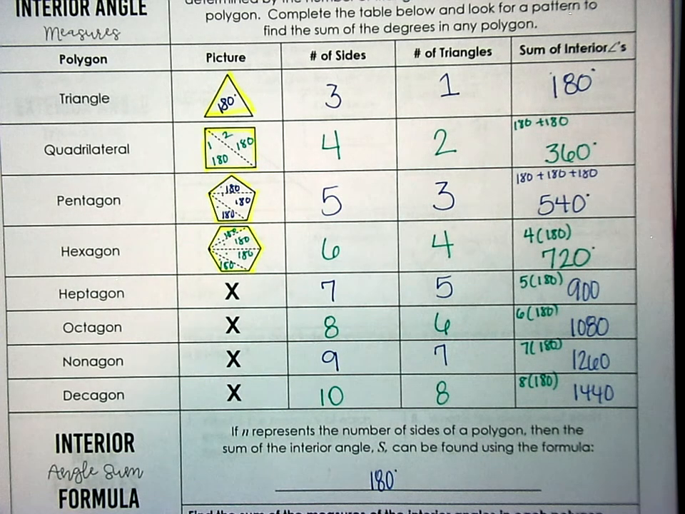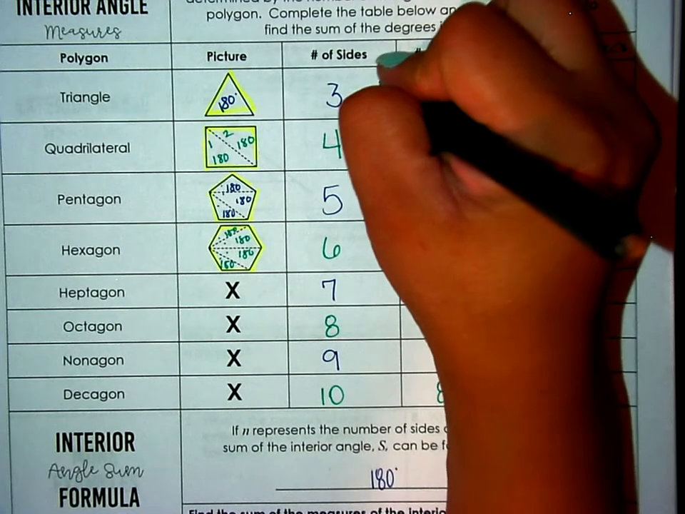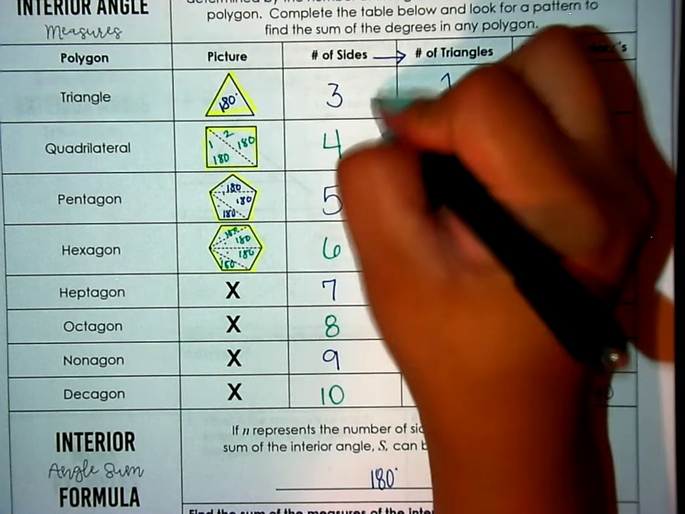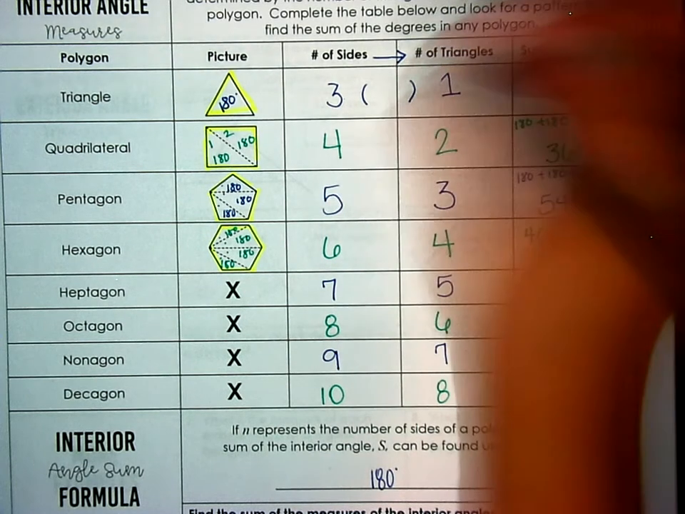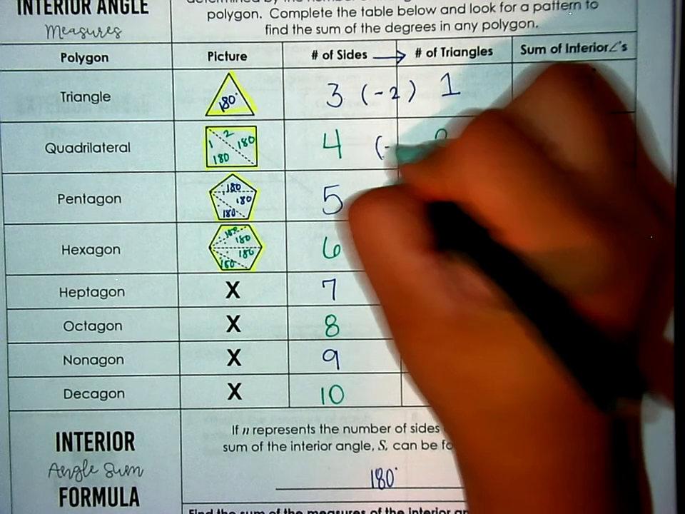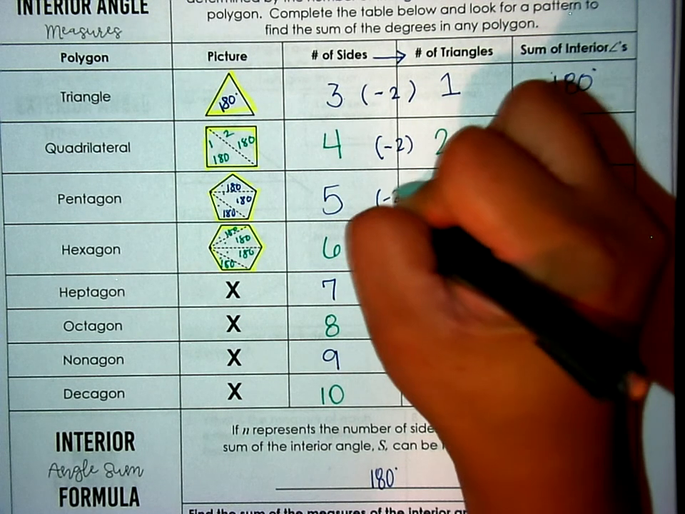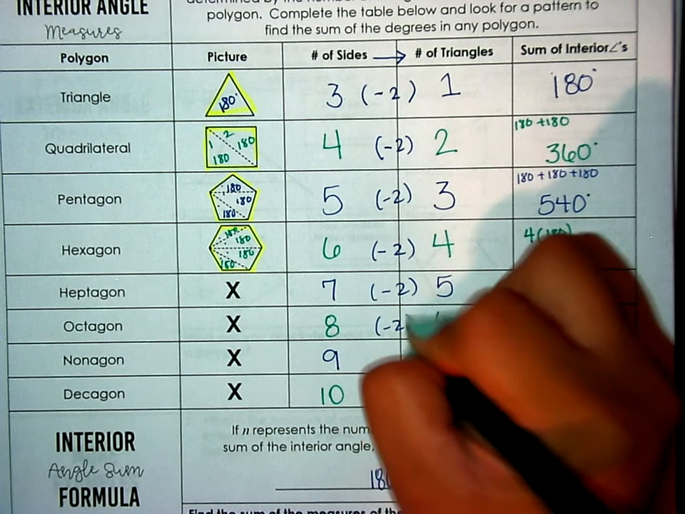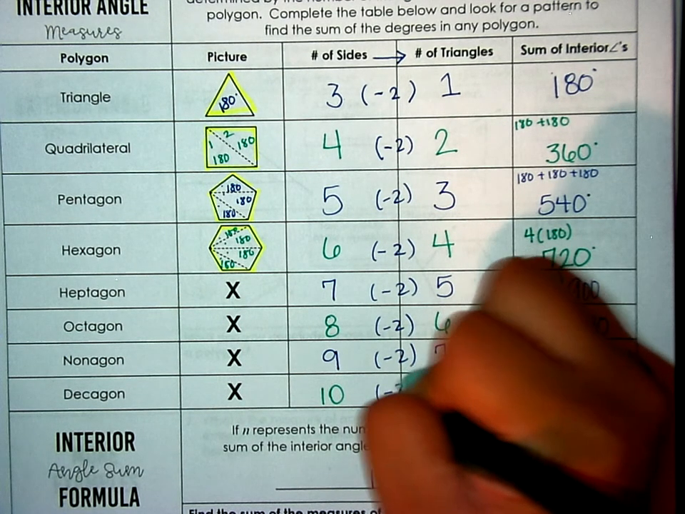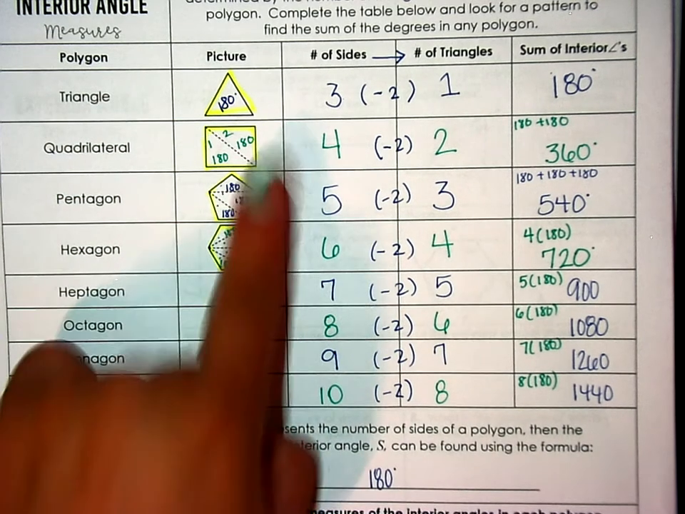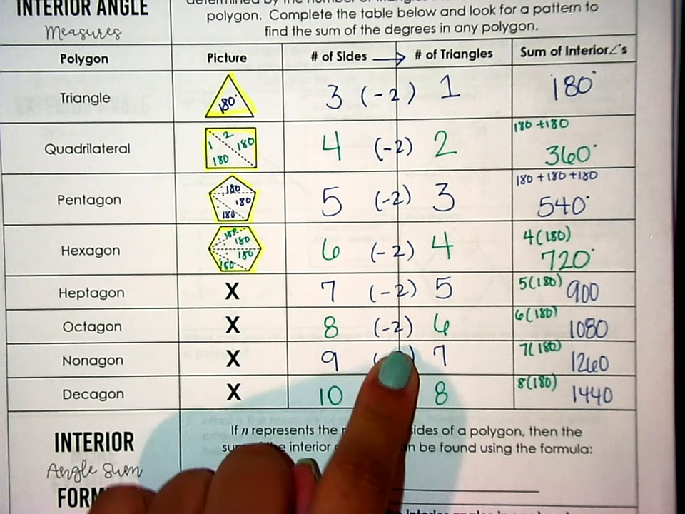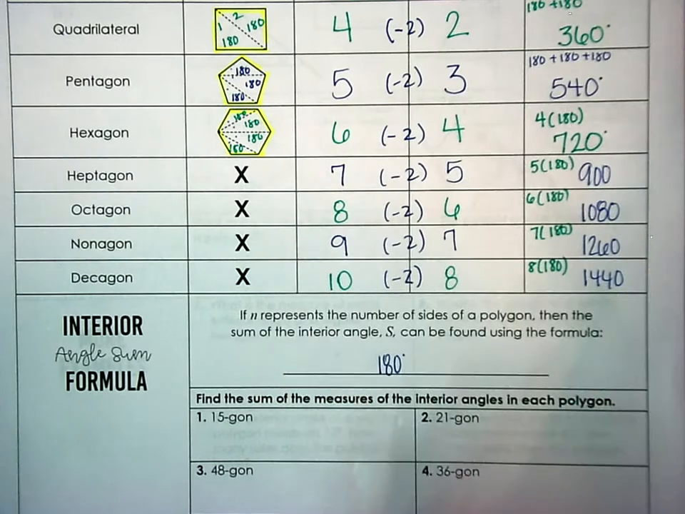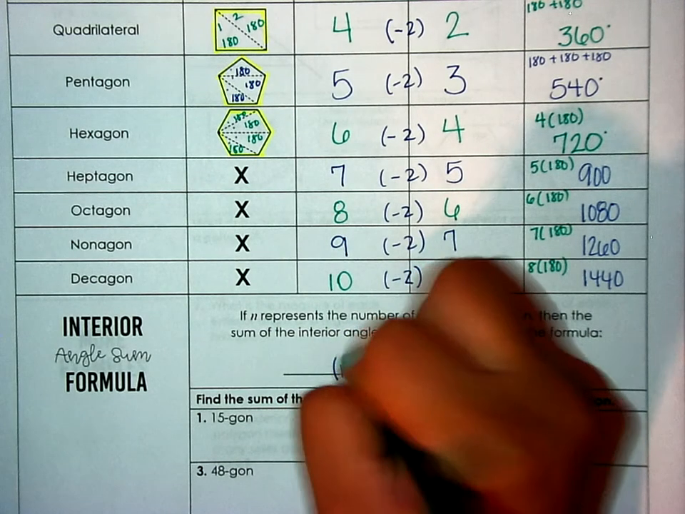Basically, I'm asking you, how do you go from this column, number of sides, to this column, number of triangles? So what did you do here? From 3 to 1, you subtracted 2. You subtracted 2 on all of these. So if I'm subtracting 2, all I have to do to get my formula is, if I give you the number of sides, subtract 2, and now you know what to multiply by 180. So this is what the formula looks like: n minus 2 times 180.